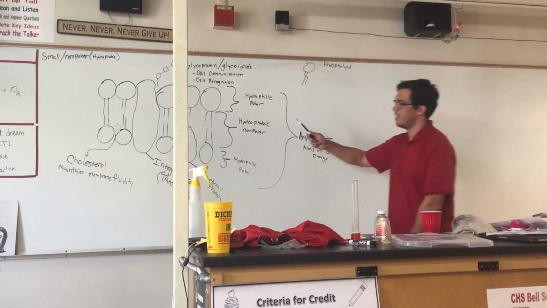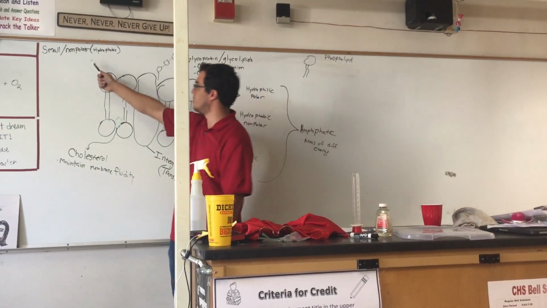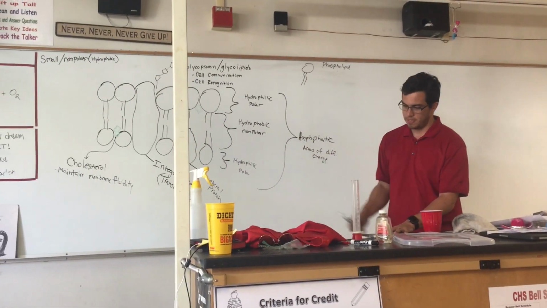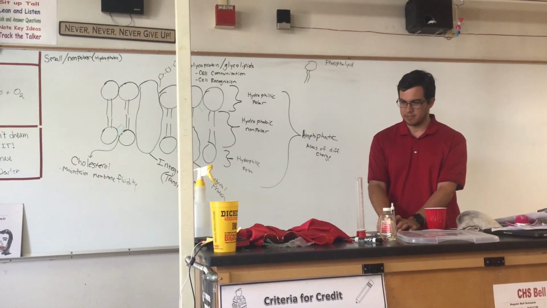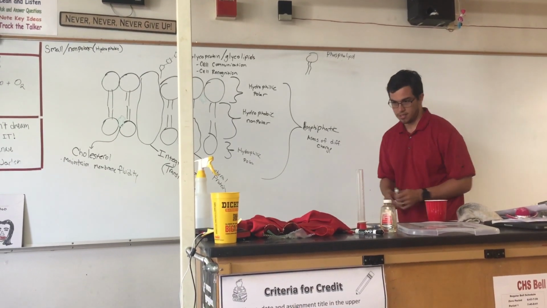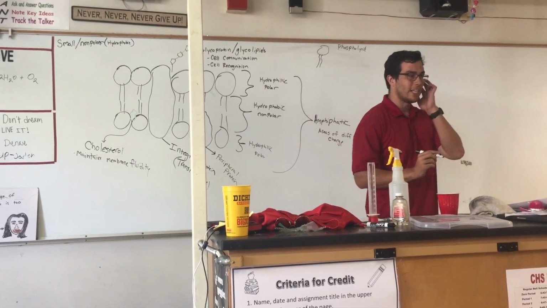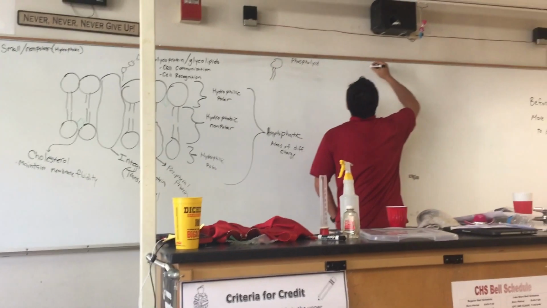We talked about the things that can diffuse through here really easily are small and nonpolar, or small hydrophobic molecules, the structure of the phospholipids, all that stuff. Now we've got to talk about some types of transport across this thing. Cool. All right. We've got two types of transport.